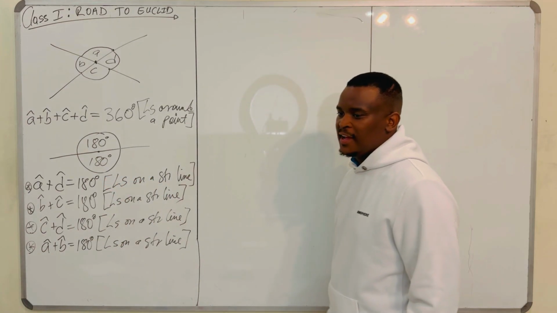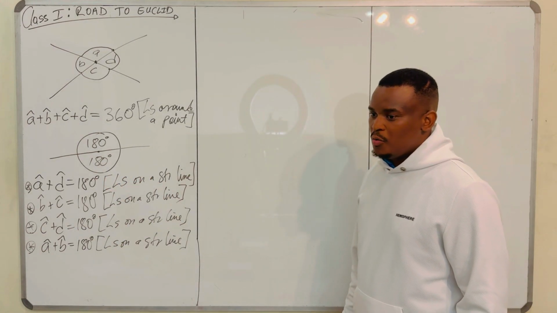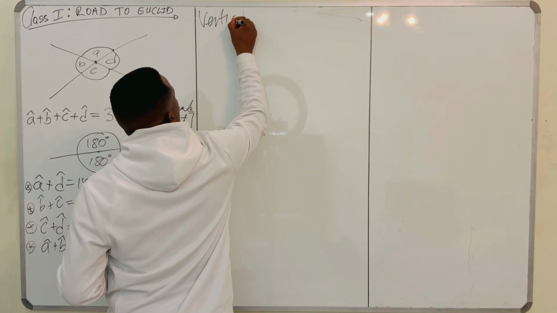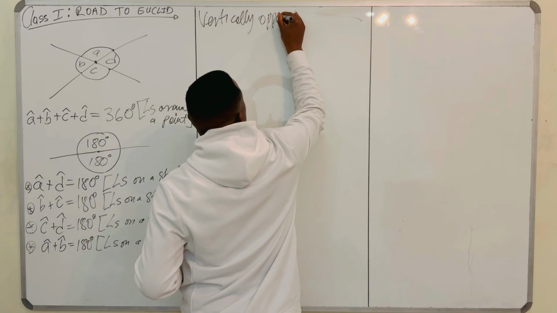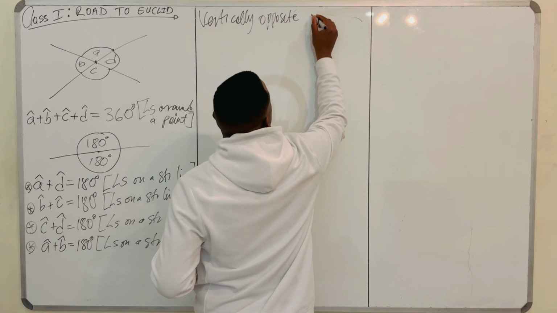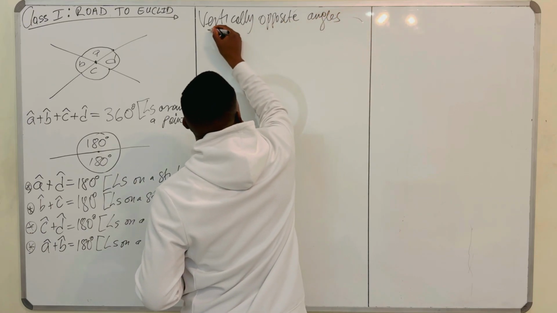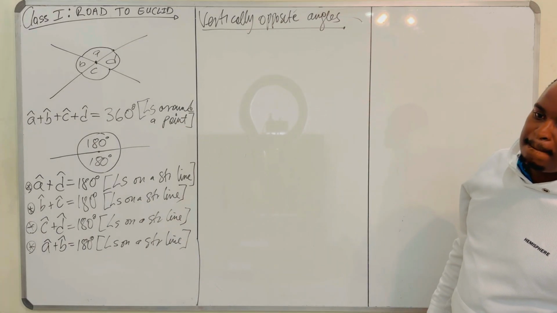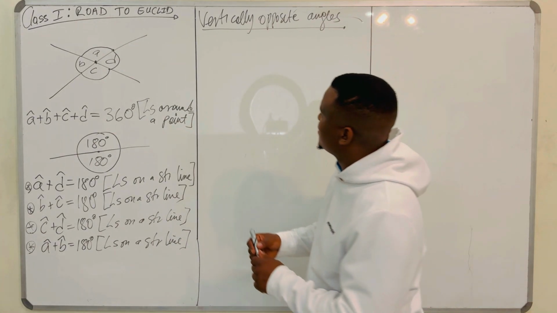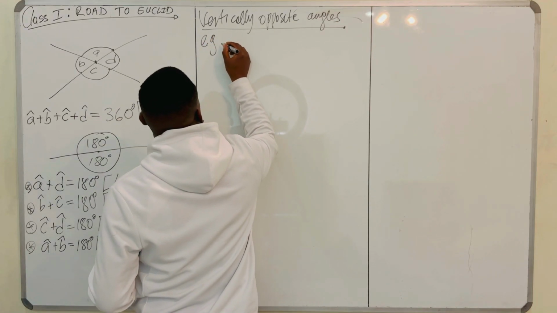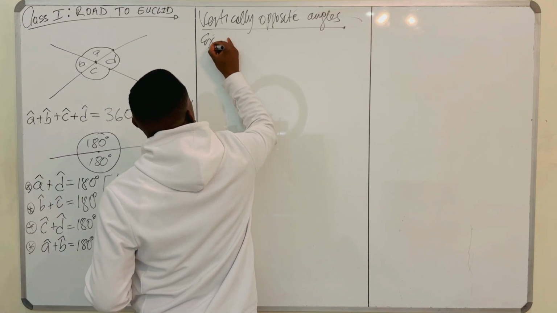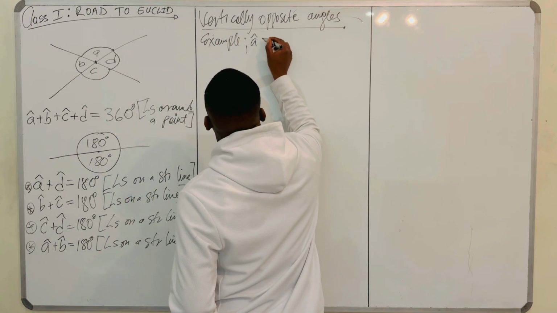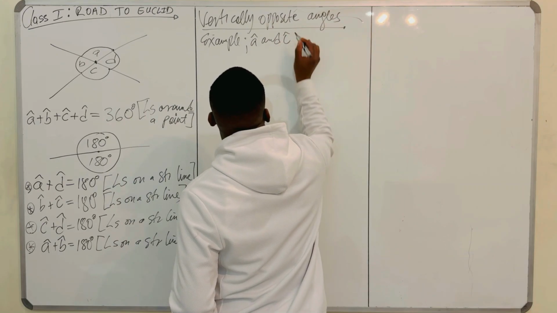Okay. So now I'm going to talk about vertically opposite angles. Do you guys know what these angles are? What are vertically opposite angles? I can give an example. For an example, angle A and angle C are vertically opposite angles.